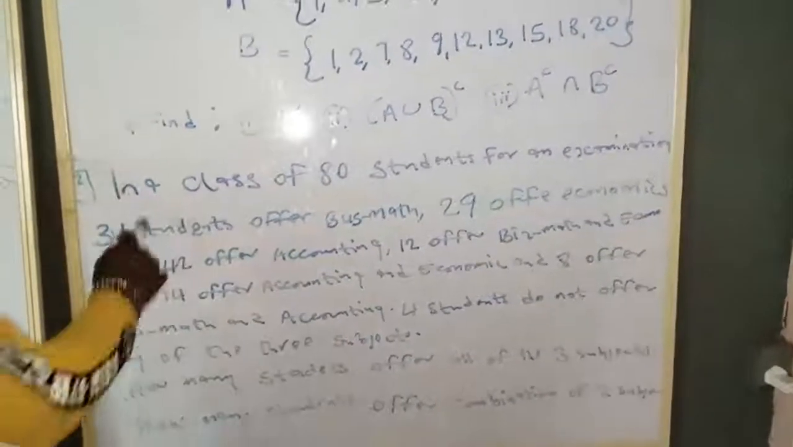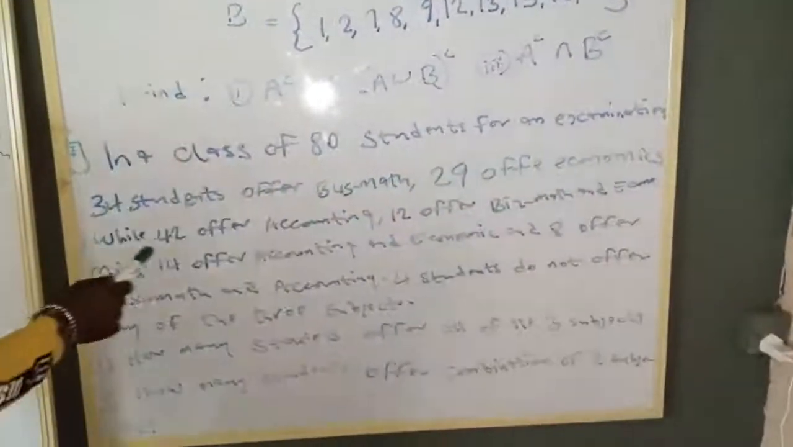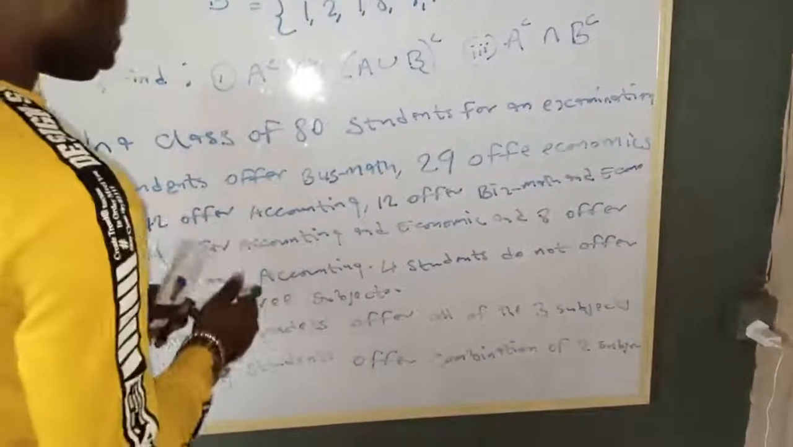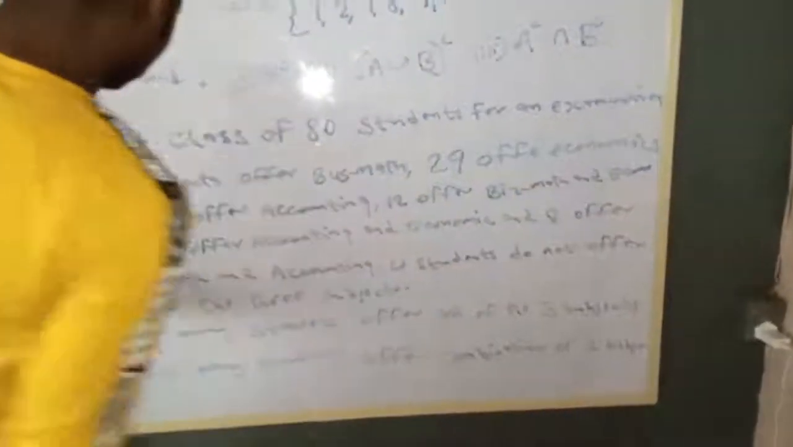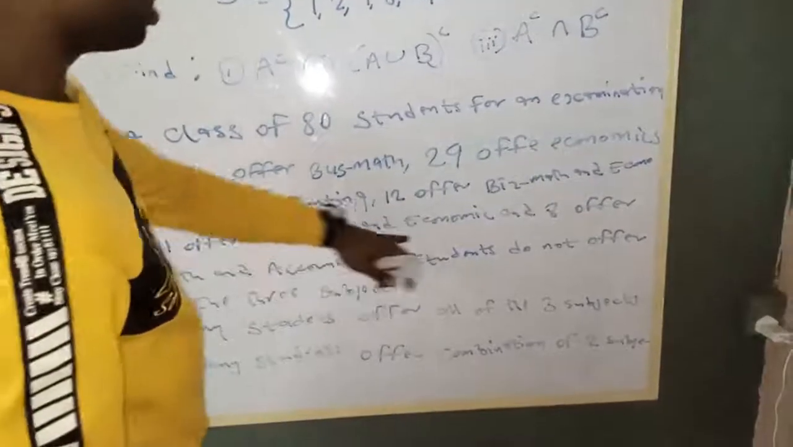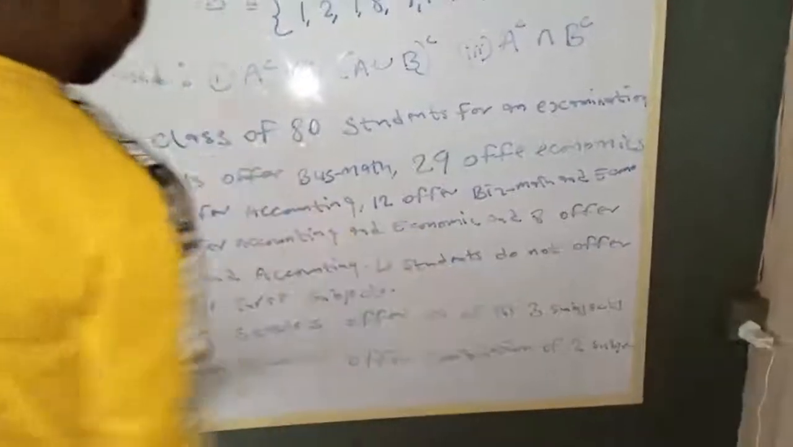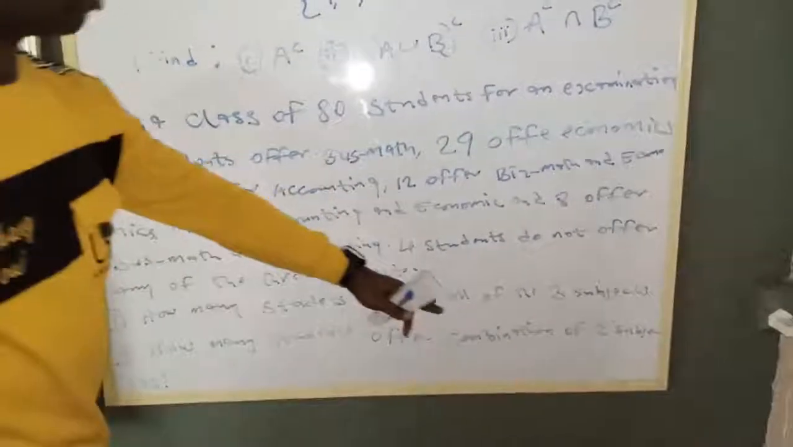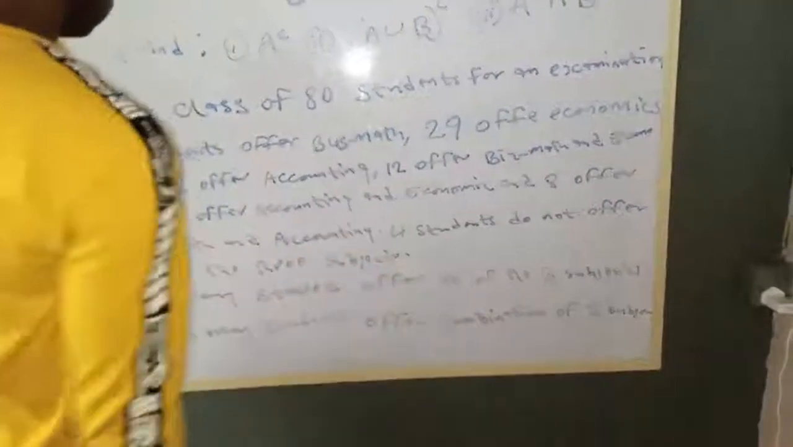Then another one says that in a class of 80 students for an examination, 34 students offer business maths, 29 students offer economics, while 42 students offer accounting, 12 offer business maths and economics, 14 offer accounting and economics, and 8 offer business maths and accounting. 4 students do not offer any of the 3 subjects. Now how many students offer all of the 3 subjects? How many students offer a combination of 2 subjects?